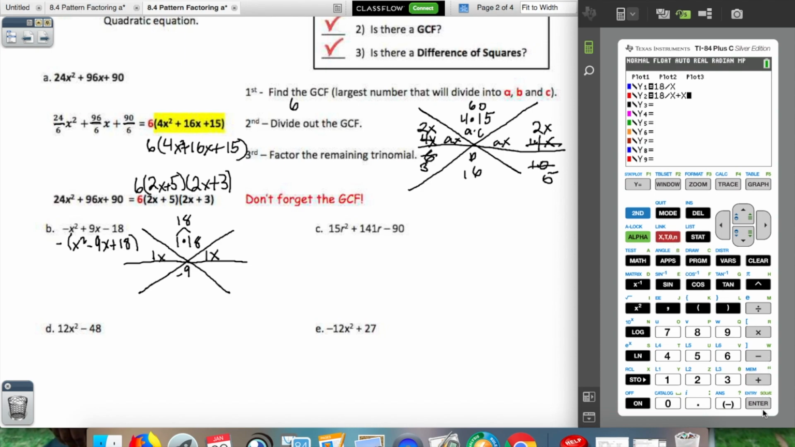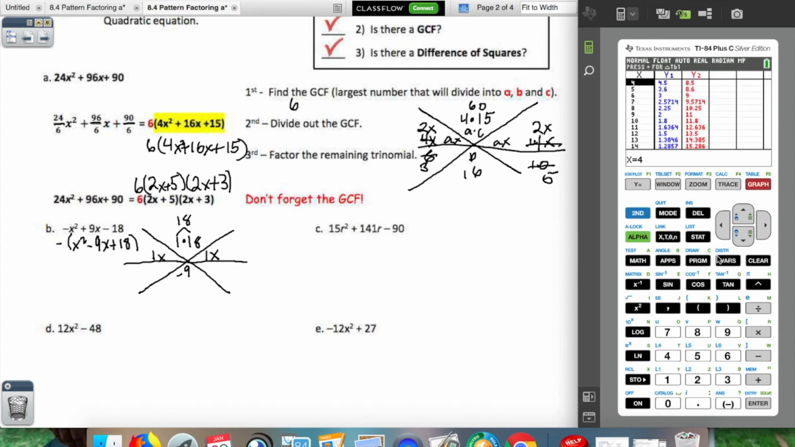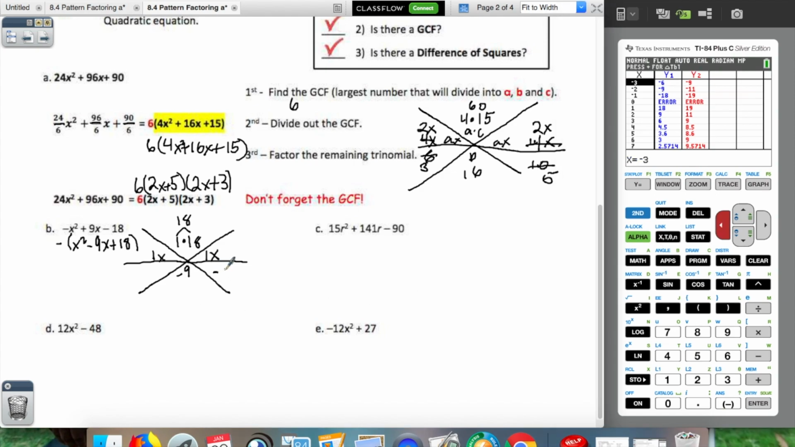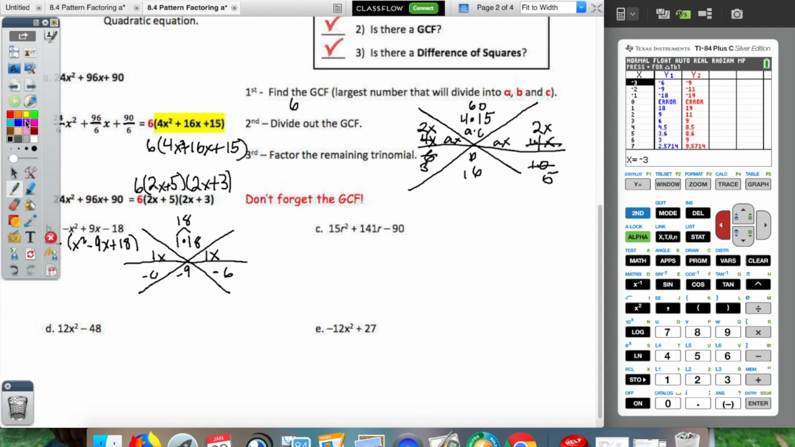And go ahead and click enter. Well, click second graph to get to the table. Alright, and now we need to go find negative 9. So far, I don't see it in y2, and all those numbers in y2 are getting bigger, so let's go up. There it is, negative 9. So that means we got negative 6 and negative 3.